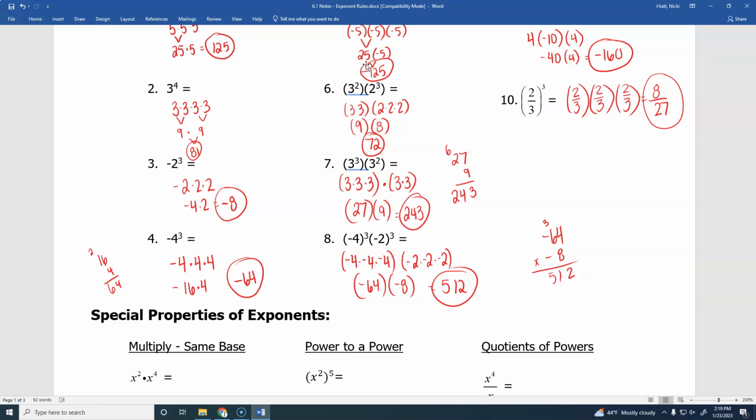It means that negative is also multiplied. These right here, this would not be negative 3 times negative 3 times 3. You actually have the same answer, but it would be negative and then 2 times 3 times 3. Unless there's parentheses, only the number is squared, not the negative. You gotta do negative 5 times negative 5 times negative 5.